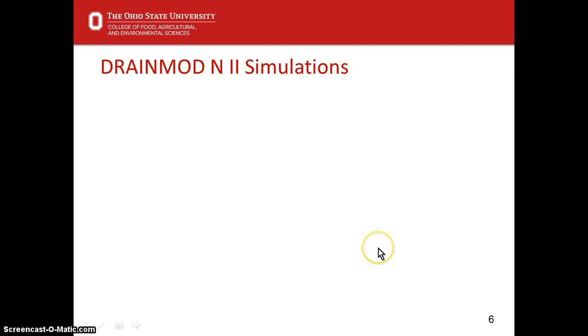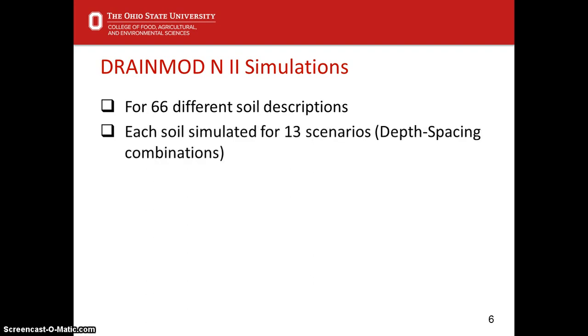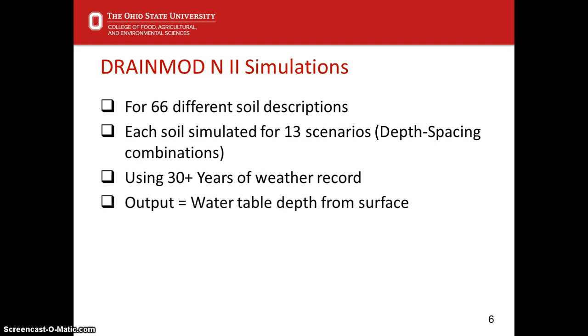Then what we did was we used DRAINMOD, which is a simulation model particularly for agricultural drainage systems, but it works well with any situation where you have two parallel drains. So we modeled about 66 different soils in Ohio, and each soil was simulated for all those 13 scenarios or depth-spacing combinations I mentioned. And we used about 30-plus years of weather record to come up with our results.